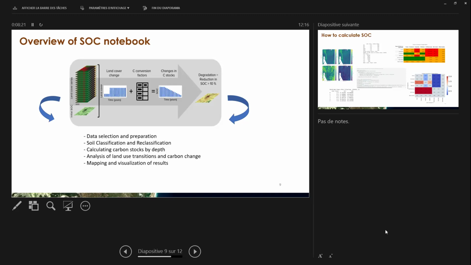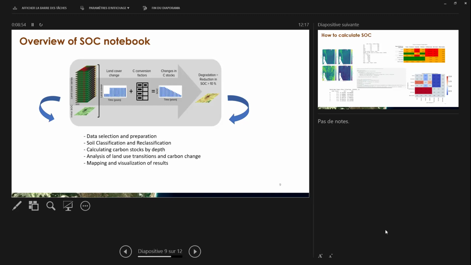So based on this, we could estimate the degradation classes, the carbon stock changes, using the baseline period and the target period. So as final classes, we will have degrading, stable, or improving classes.